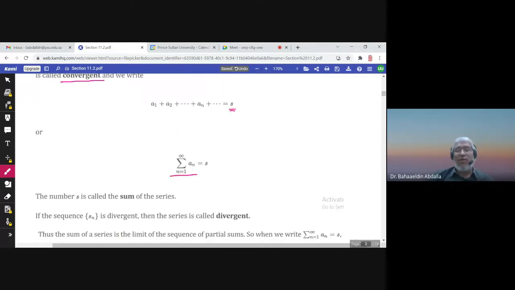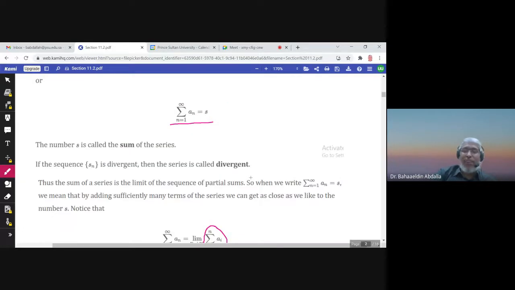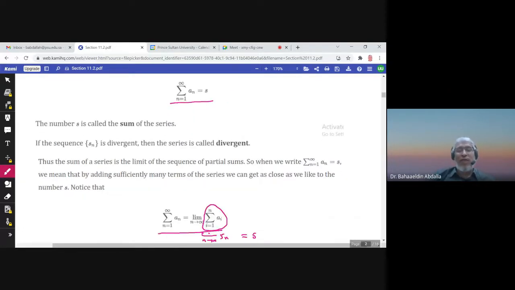Or you can write the infinite series equals S. So when you add the infinite series, you find a number. This is similar to what we had in the improper integral. We have an infinite area, and we found that some improper integrals are convergent, and they are convergent when this limit exists, equals a number. The number S is called the sum of the series. If Sn is divergent, the sequence Sn, then the series is divergent.